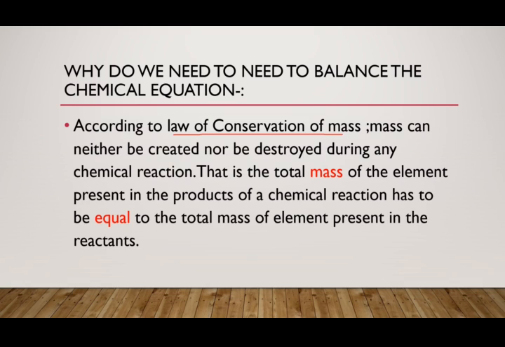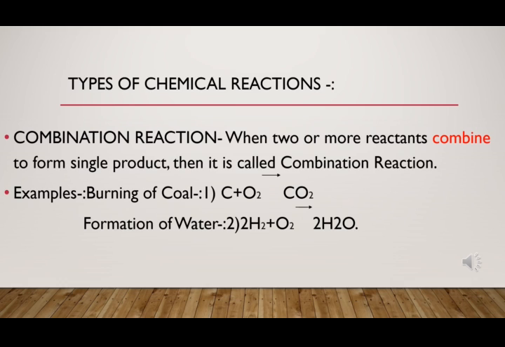Now let us start with the main important topic, that is types of chemical reaction. Basically we have four types of chemical reaction. First is combination reaction, second is decomposition reaction, which is exactly opposite to that of combination reaction, third is displacement reaction, and the fourth is double displacement reaction, of which example we have seen in activity, right? So first we are going to discuss combination reaction.